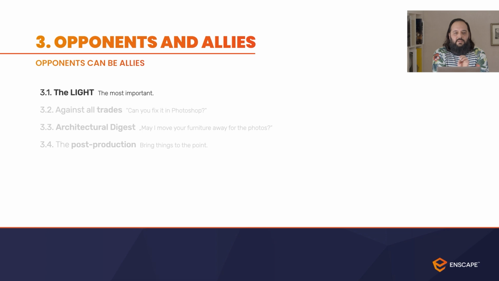What can my architecture do with what kind of light? What kind of light do I need? How much of it? Where does it come from? What does it fall on? Against all trades, or even can you fix it in Photoshop? Or also, how do I make Aryan go insane?